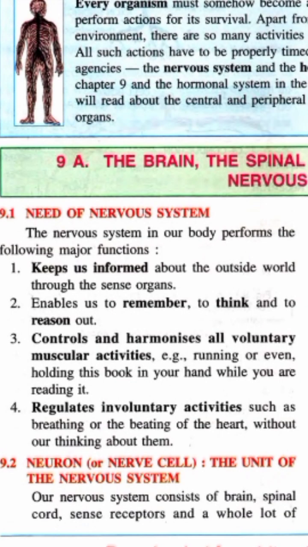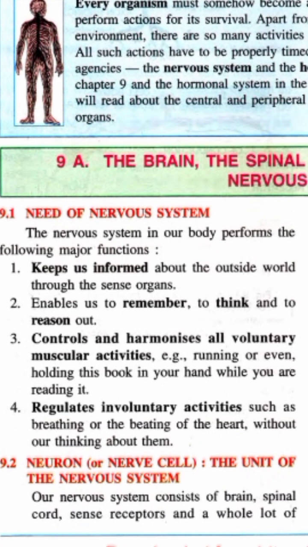It keeps us informed about the outside world through the sense organs. As we know, the sense organs are a very important part of the nervous system. So, using these sense organs, we can understand the outer world in a much better way. So, the nervous system is associated with that itself. It enables us to remember, to think, and to reason out.